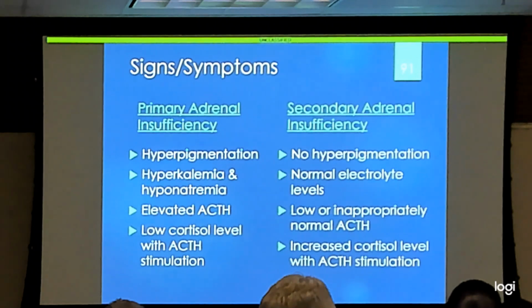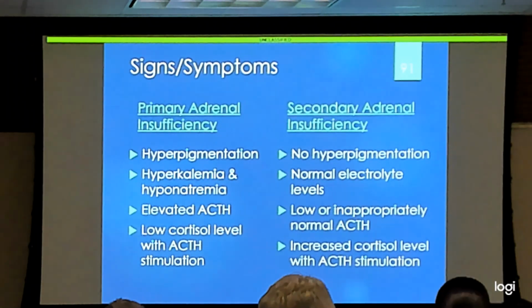So if I have primary adrenal insufficiency, one of the ways to go about diagnosing it is low morning cortisol and elevated ACTH, so those two have to go together. And that's how you define whether it's primary or secondary. And in this one, I have low or inappropriately normal ACTH, right? Low or inappropriately normal.